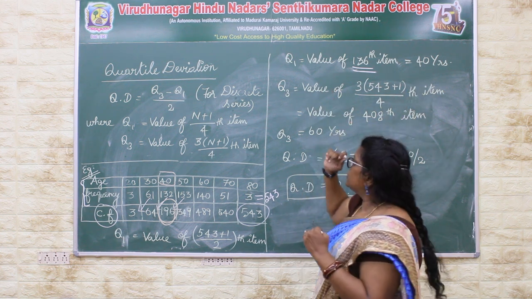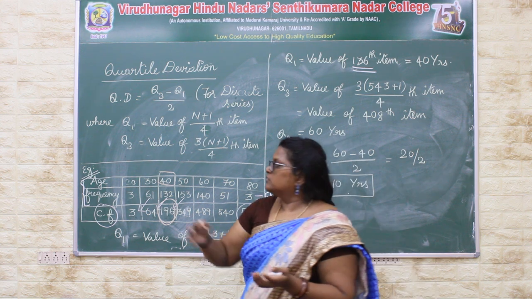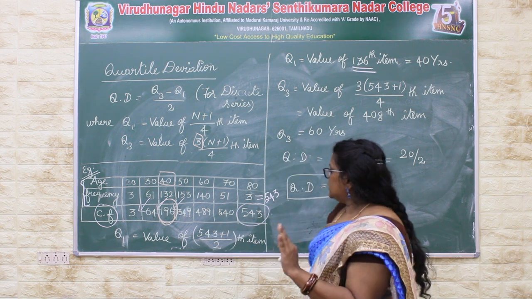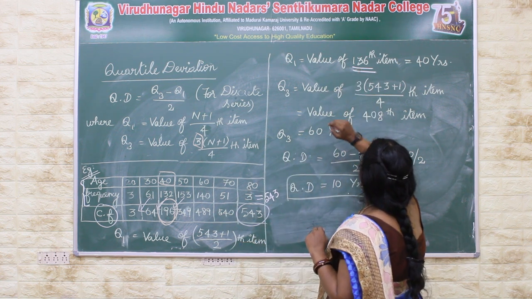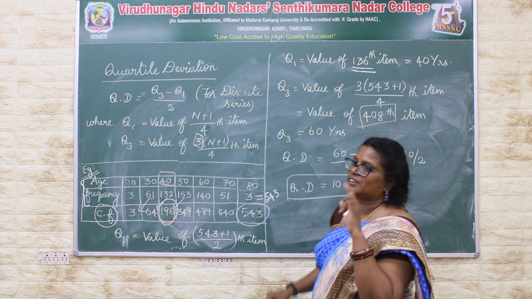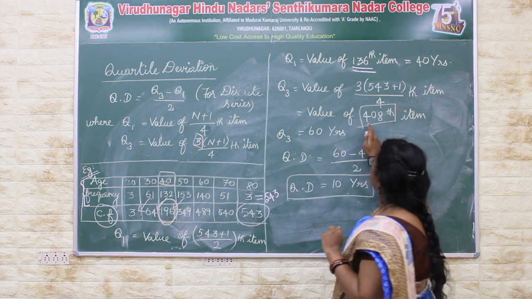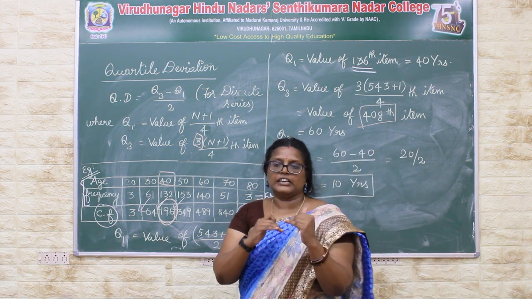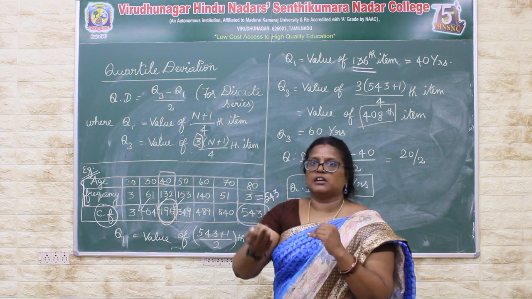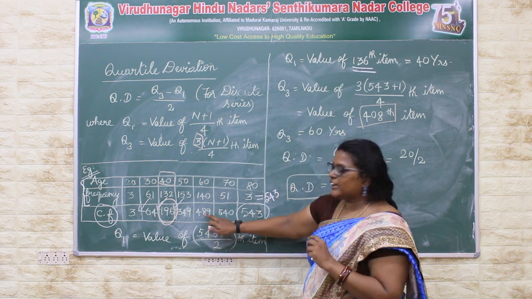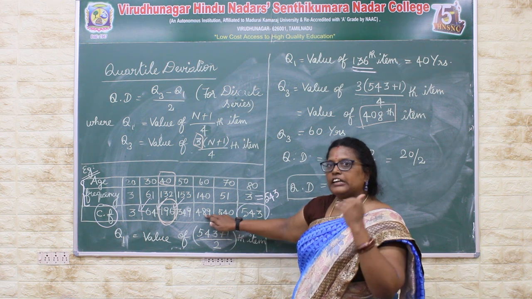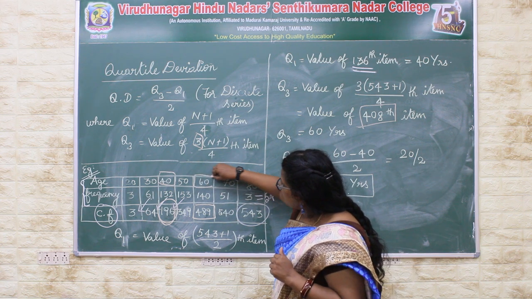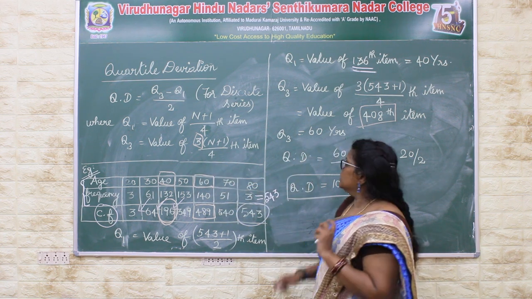Likewise, we have to find Q3. Q3 is 3 times (n plus 1) divided by 4. Since 136 is the (n plus 1) divided by 4 value, we multiply it by 3, which gives 408. Using the same approach, we take the nearest value greater than 408, which is 489. The age corresponding to 489 is 60. So the value of Q3 is 60.